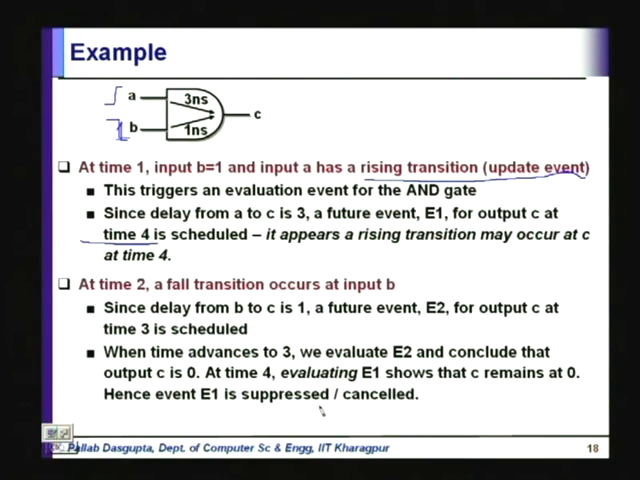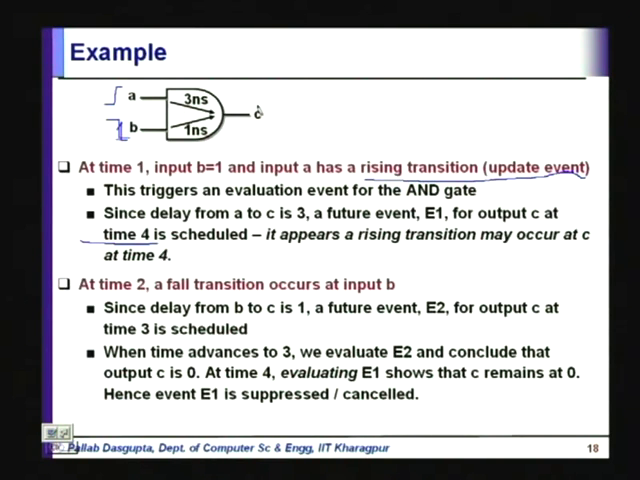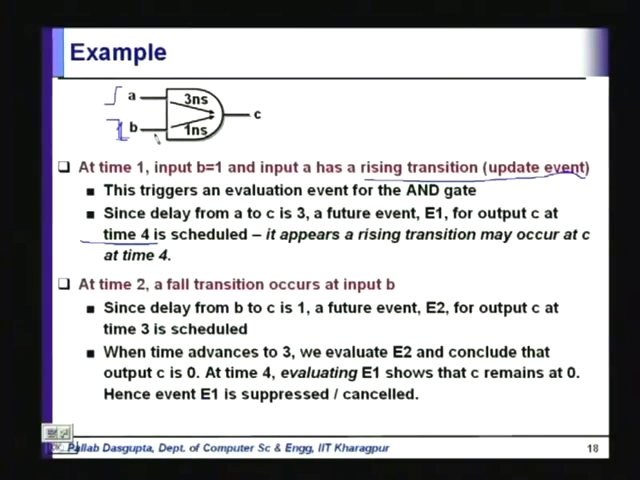Now, note two very important things here. The first thing is that at time t equal to 1, when we realize that this output could change, we cannot really say that it will change. We again will have to evaluate the value of C when we are sitting at time t equal to 4, right, because in the intermediate period some other gate may have changed, and then that may have actually forced this value to stay at 0 and it will not rise, all right.